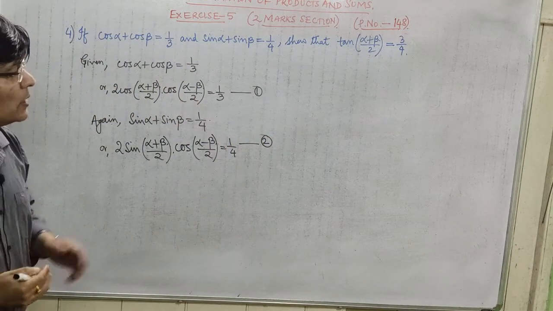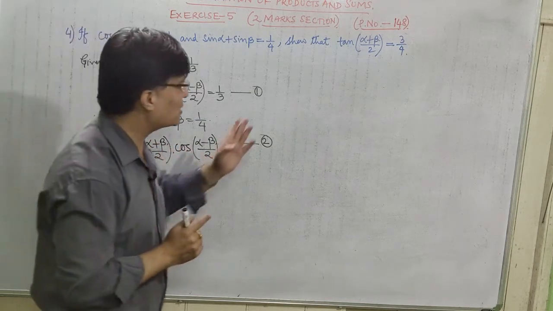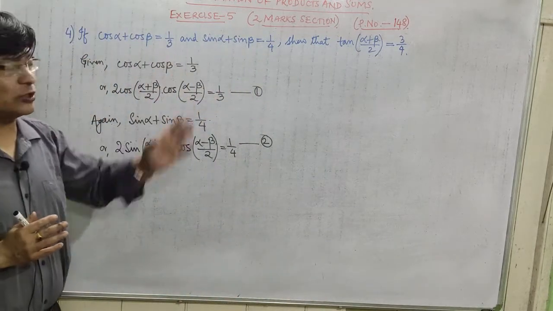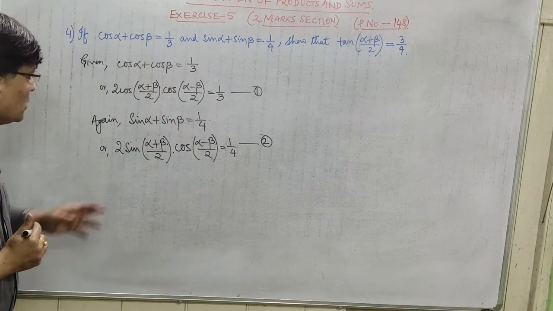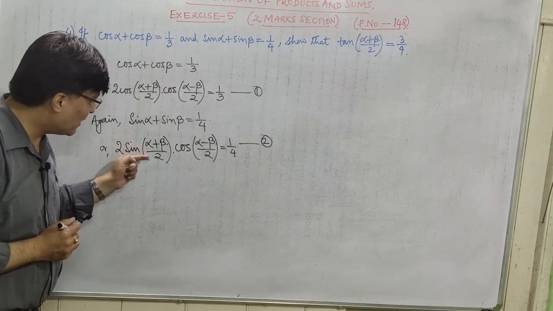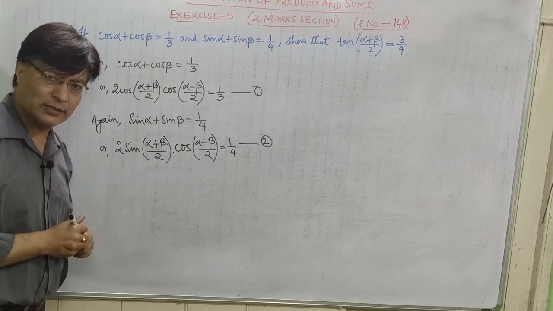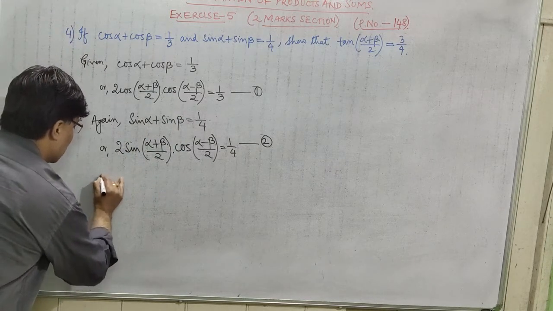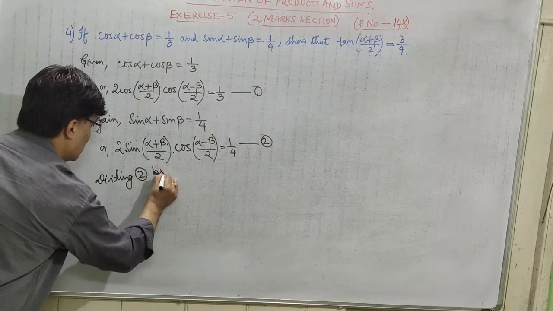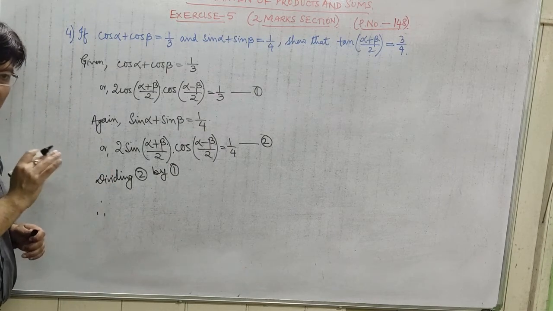Is that clear? Now, what will you do with this 1 and 2 so that we can prove the value for tan of (alpha plus beta) by 2 is equal to 3 upon 4? So we will divide 2 by 1, because sin by cos will be tan. This cos of (alpha minus beta) by 2 will be cancelled, isn't it? So let us write here dividing 2 by 1.